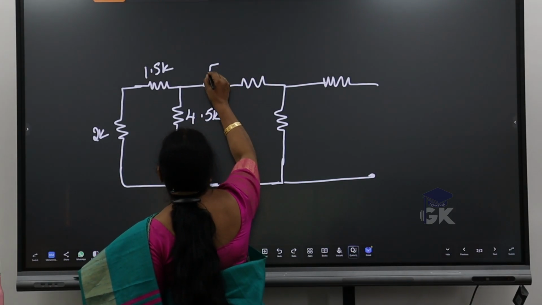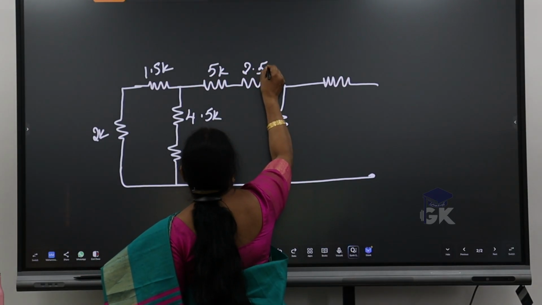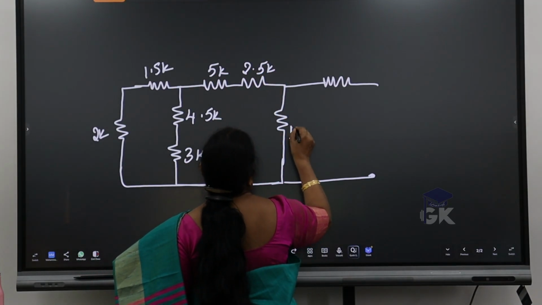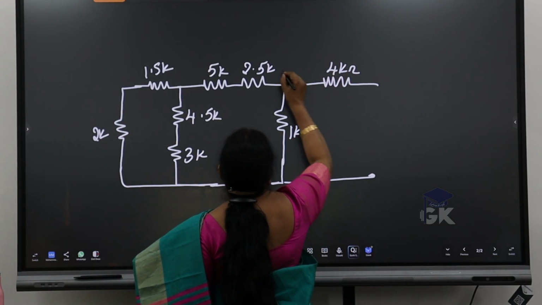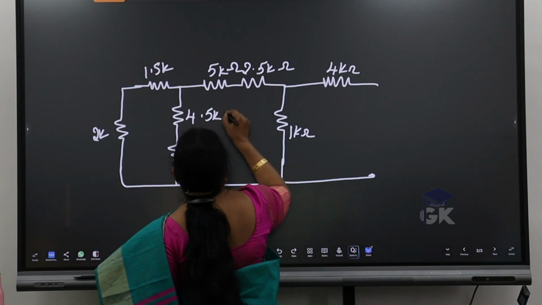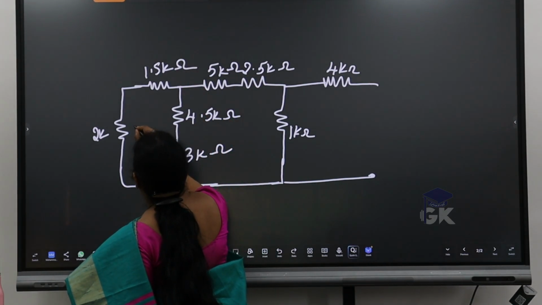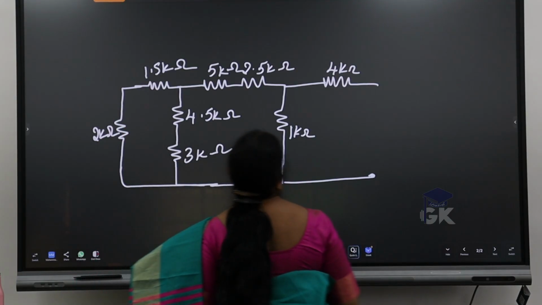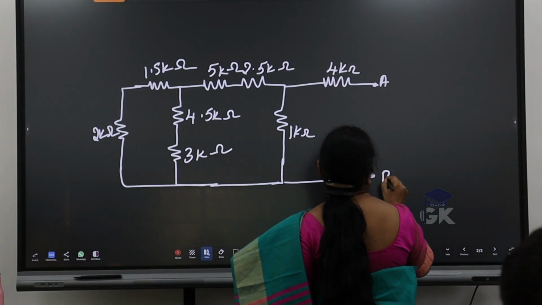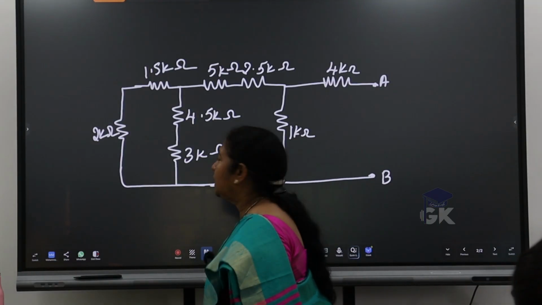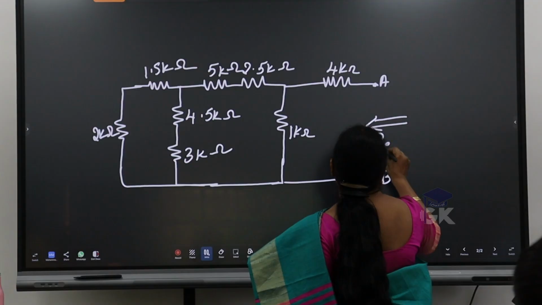You need to solve it there itself. Wherever you are, you solve it there itself. Find the equivalent resistance between terminals A and B.